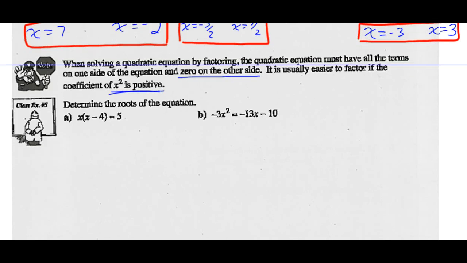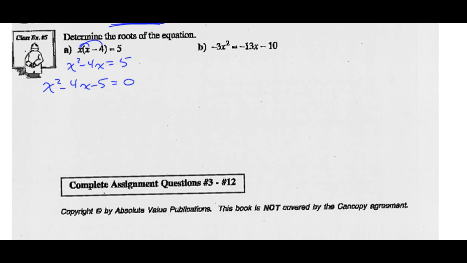Well, you can't just go ahead and set each factor equal to 0 because this whole thing doesn't equal 0. So in this situation, we have to expand out the brackets, get a quadratic expression, and then set it equal to 0. So this is going to be x squared minus 4x equals 5. Now I have to minus 5 from both sides of this equation, so I get x squared minus 4x minus 5 equals 0. Once I have the equation equal to 0, now I can factor it and solve it using the zero product law. All right.